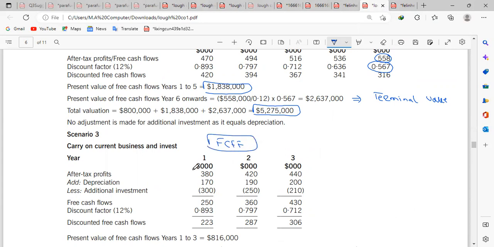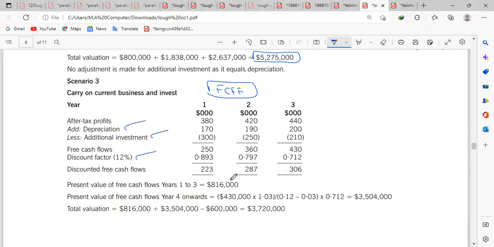What was the formula? The profits are already after tax. Add depreciation, less capex. So these are the free cash flows. The discount factor has been given to you as 12%. These are your discounted cash flows. But these are for year 1 to 3.